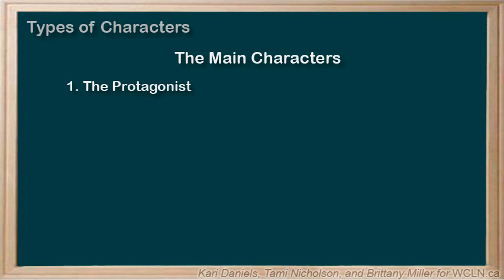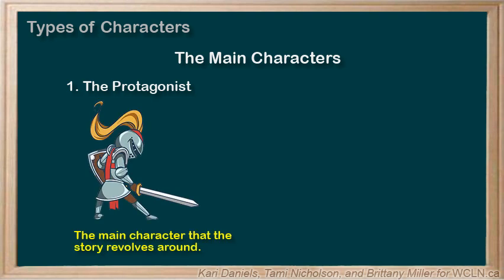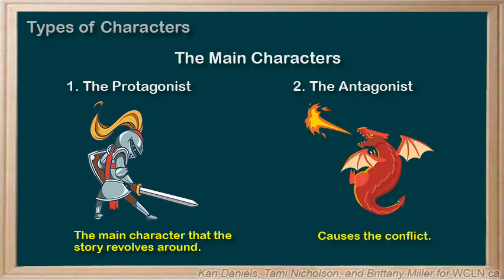The most important characters in stories, the main characters, are: 1. The protagonist. This is the main character around which the whole story revolves. The decisions made by this character will be affected by the conflict provided by the second type of major character. Number 2. The antagonist. This character or group of characters causes the conflict for the protagonist. The antagonist could also be a part of nature, such as an animal, the weather, or a land feature like a mountain or river.